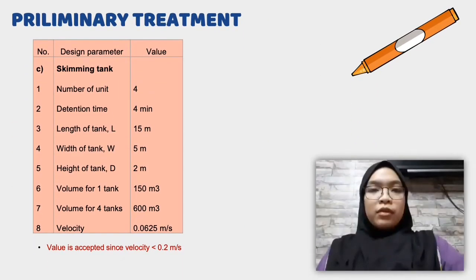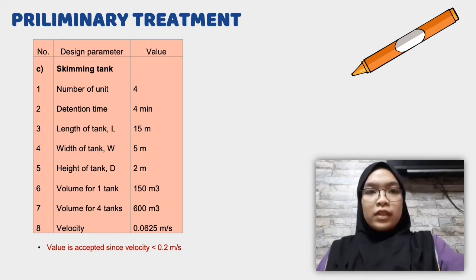The last part of the preliminary treatment was the skimming tank. The function of this tank is to remove the grease and oil in sewage. In this project, we use 4 skimming tanks, each tank having dimensions of 50 meter times 5 meter times 2 meter. The purpose of using 4 skimming tanks was to make sure the removal of oil and grease was compatible with the value of PE, population equivalent.